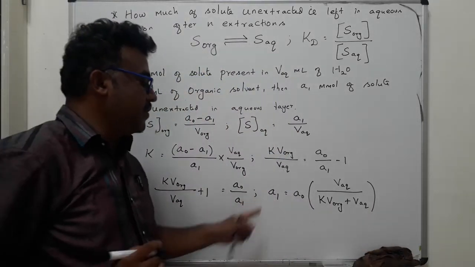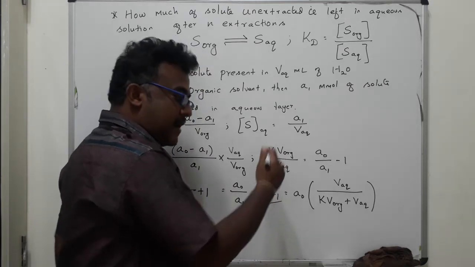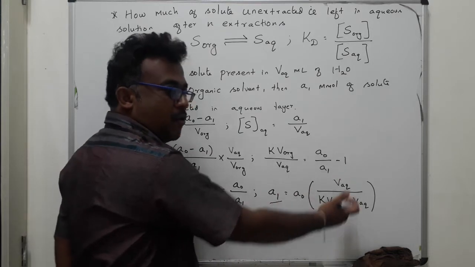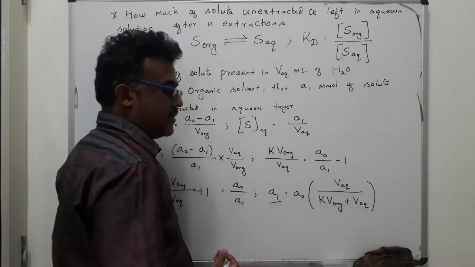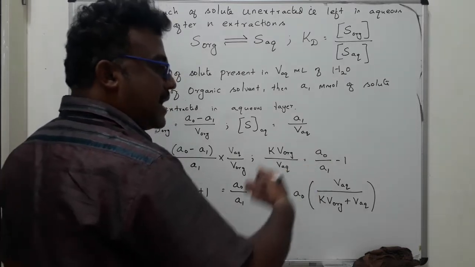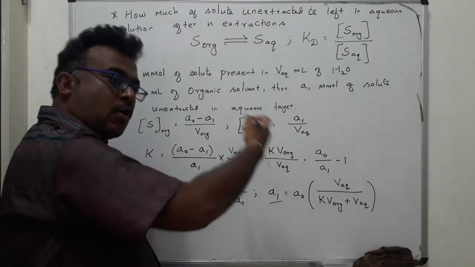So in this equation, A1 means how much amount of solute is left after extraction with this much volume of organic as well as aqueous solvent. Okay, so now what happened? You have to go to the second extraction. This is the equation for the first extraction. Now let me go to the second extraction.